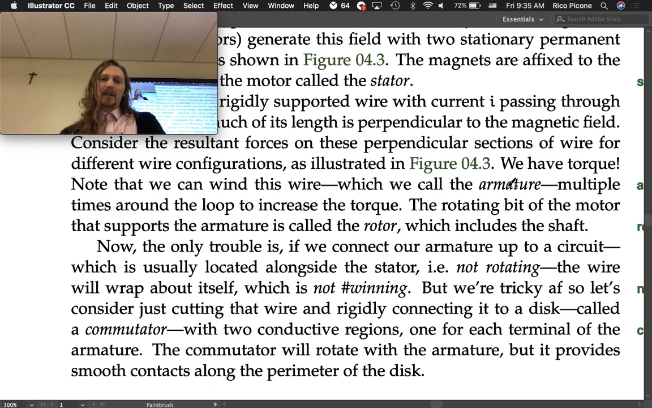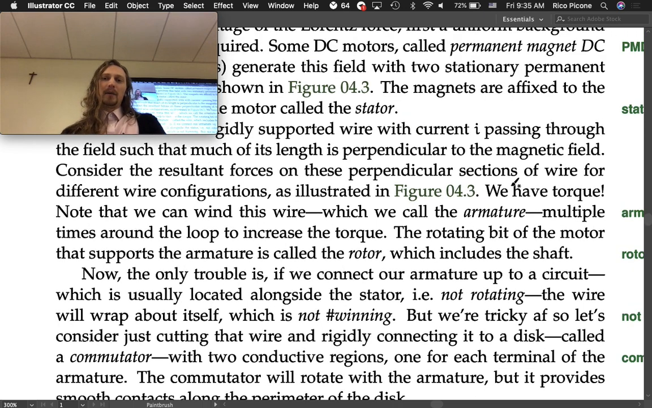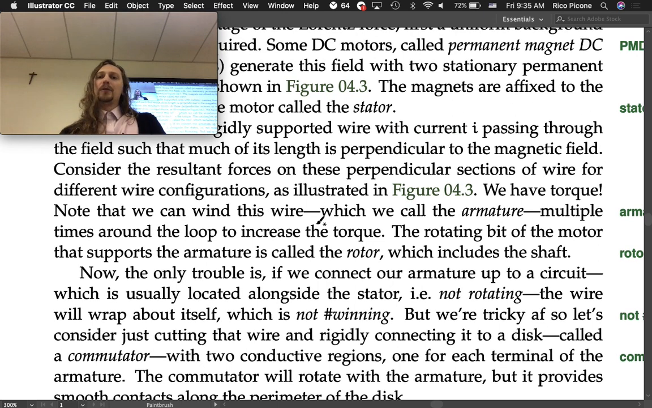Okay. So we have torque. Note that we can wind this wire, which we call the armature. This is one of those key words that you'll hear in discussions of motors. The armature, multiple times around the loop to increase the torque. So you run it through once, and you get a certain amount of torque. You run it through twice, you get more torque, etc. So you can keep adding torque the more turns that you go around. And that's usually what we do.